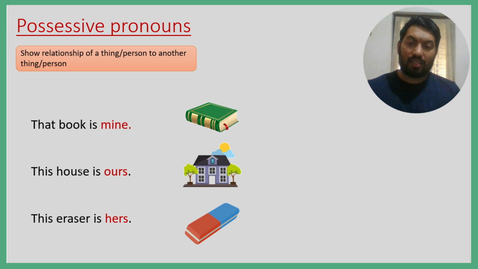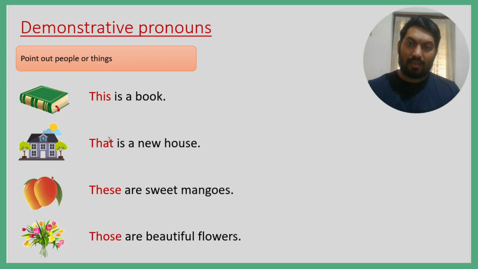This house is ours. That means we are the owners of this house. So here ours is a possessive pronoun. And the third one, this eraser is hers. That means she is the owner of this eraser. There are many other possessive pronouns such as his, theirs, and so on. And there is one more type of pronoun. We'll learn that. That is demonstrative pronouns.